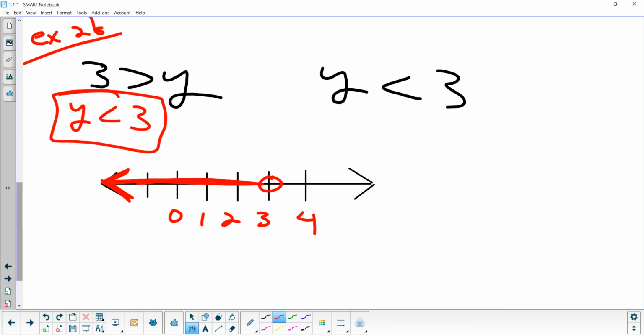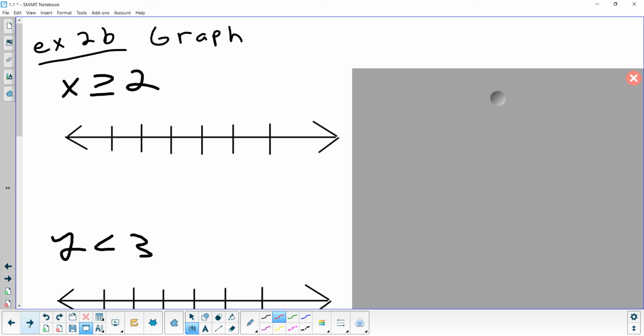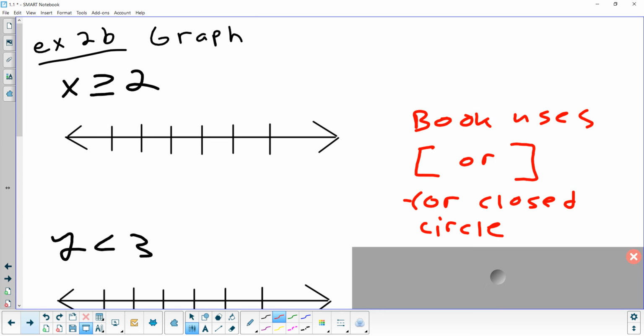Okay, questions on that? All right, so I'm going to look at the same 2 problems again. But what you're going to see in the book is they're not going to use a closed circle. In place of a closed circle, you can use a bracket. But you do it pretty much the same way. The only thing you've got to think of is the bracket should face the direction you're going to shade. So you kind of have to think of that ahead of time a little bit.